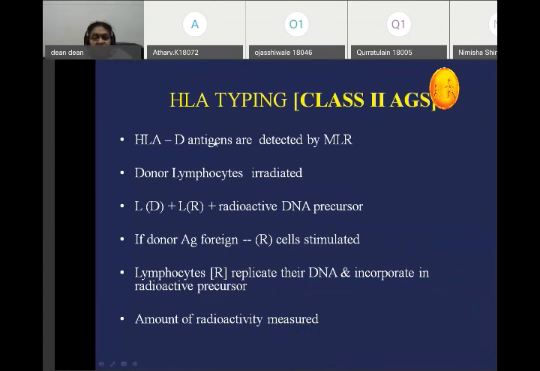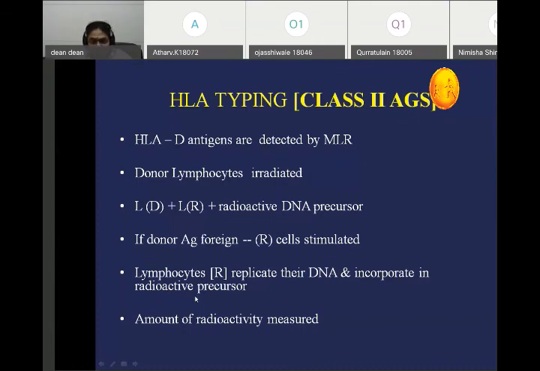For typing of class 2 antigens, HLA-D region antigens are identified by mixed lymphocytic reaction. In this test, donor lymphocytes are irradiated. They are mixed with the recipient lymphocytes in the presence of radioactive DNA precursor. If the donor antigen is foreign, recipient cells are stimulated and lymphocytes replicate, and their DNA incorporates the radioactive precursor. The amount of radioactivity is measured.